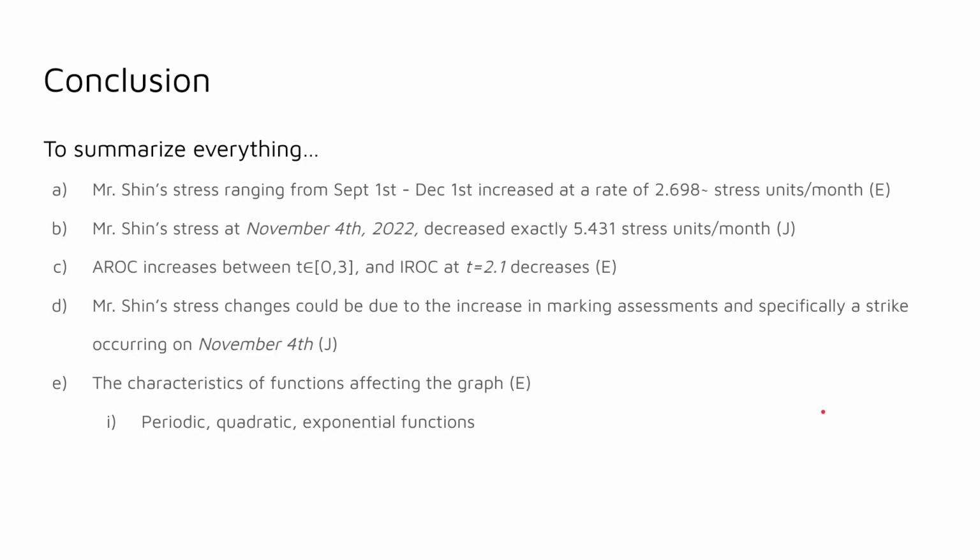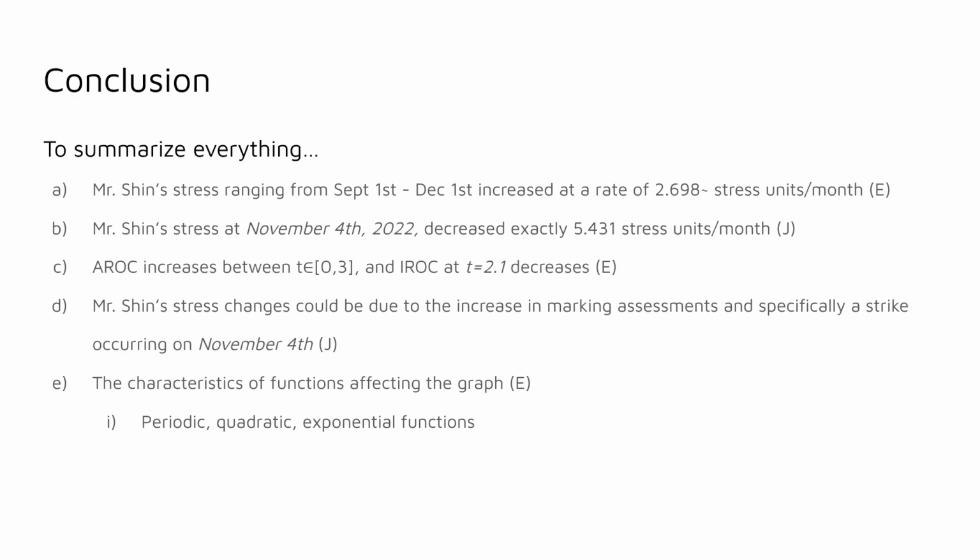So we've gone over that. To summarize everything up, A is just asking from the stress ranging from September 1st to December 1st, which is at a rate of 2.698 stress units per month. B is asking for IROC, so Mr. Shin's stress at November 4th decreased exactly negative 5.431 stress units per month. There is a negative there, I don't know why it's missing. C, AROC increases between t as an element of 0 to 3, while IROC at t equals 2.1 decreases.